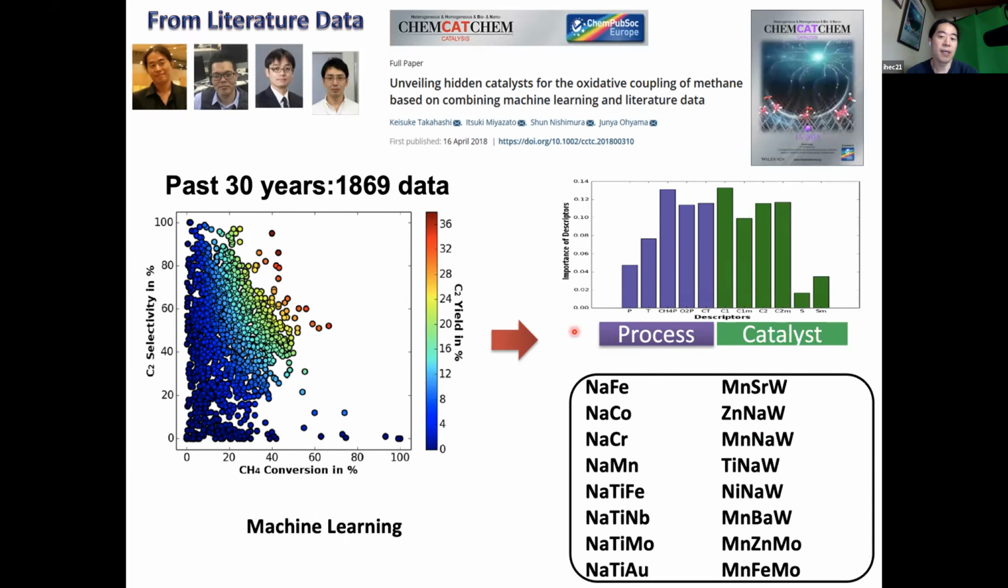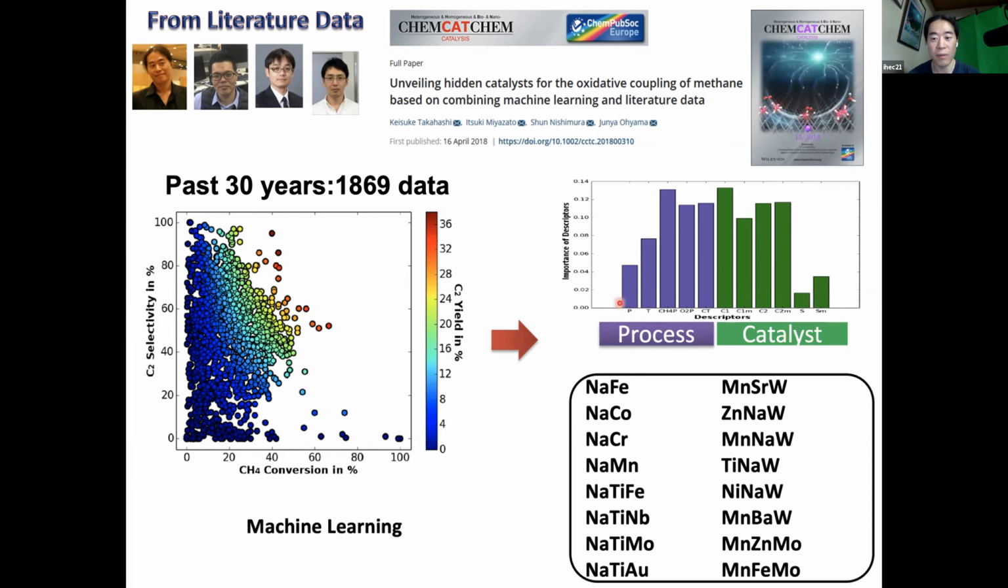By doing this, the machine proposed two types of important features. The first thing is that if you want to design the catalyst, of course, you need the composition, like what kind of element is important. Those kinds of catalyst information are important. But the machine also told me that the process information is important. So even if you find a good catalyst, you also need good experimental conditions: what kind of temperature, what kind of pressure, what kind of CH4 flow. So basically, you have to get both. You have to optimize the catalyst as well as the experimental conditions.